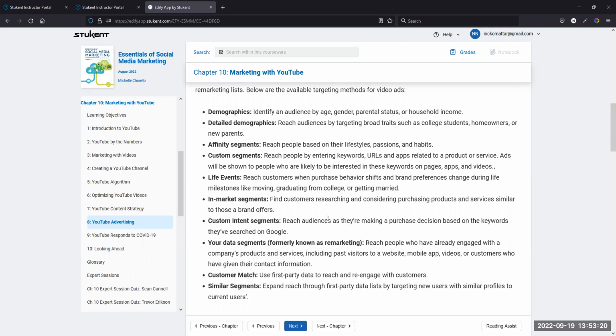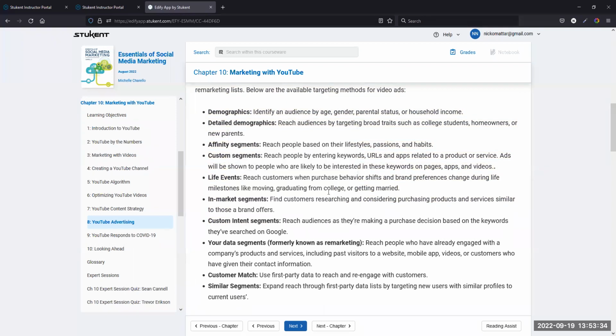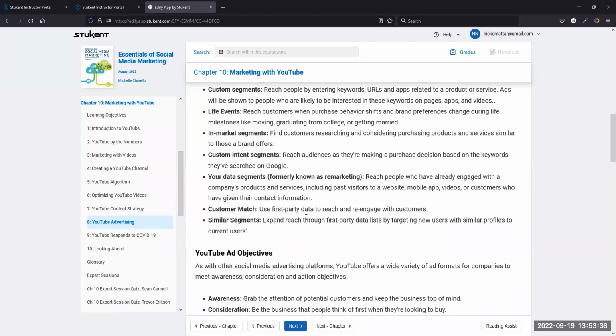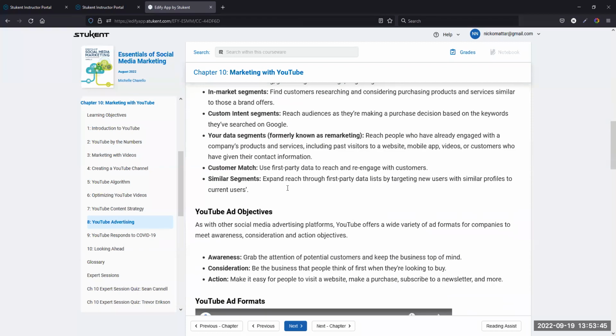And then also think about custom intent segments, which is really interesting because the best thing about YouTube advertising is that you have access to Google's history about you. So that's where you can look at search history and all that fun stuff there. These other ones are okay. You're not going to need to know all of these. This is more on an as needed basis.